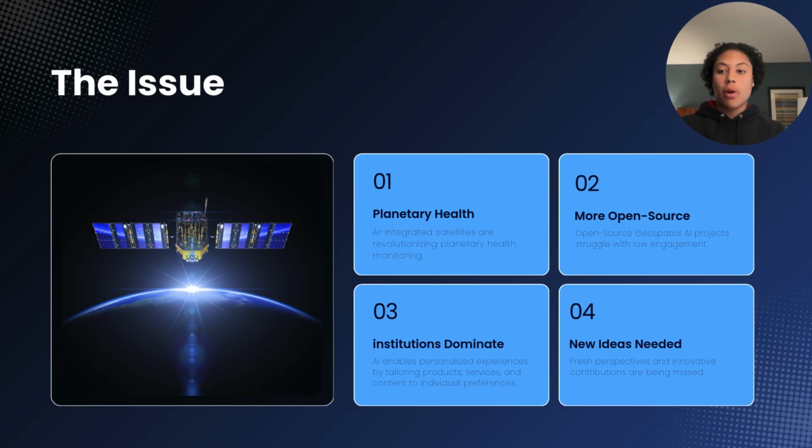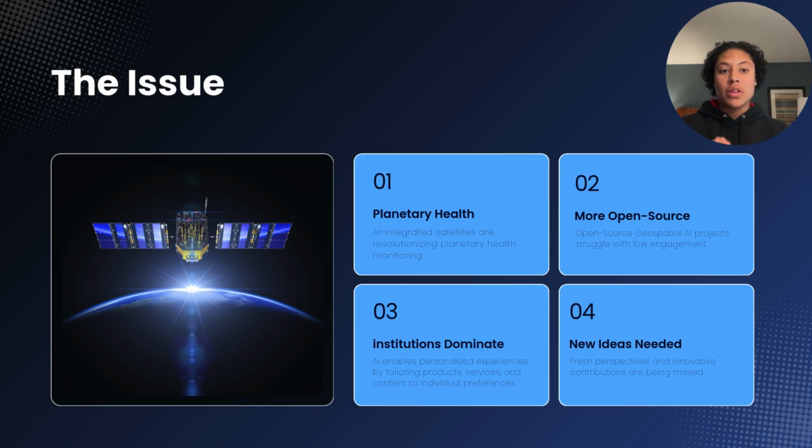So, what's the real problem here? Well, large institutions and corporations are currently dominating how AI driven satellite analysis works. And open source geospatial AI projects struggle with engagement from students and independent developers. And many aspiring contributors lack awareness, guidance, and motivations to get started. So basically, the issue here is that there is this brand new technology that has emerged that is totally changing how we take care of our planet. And it is completely dominated by large corporations.